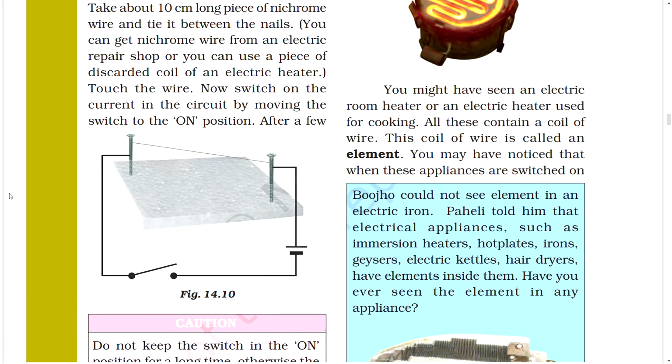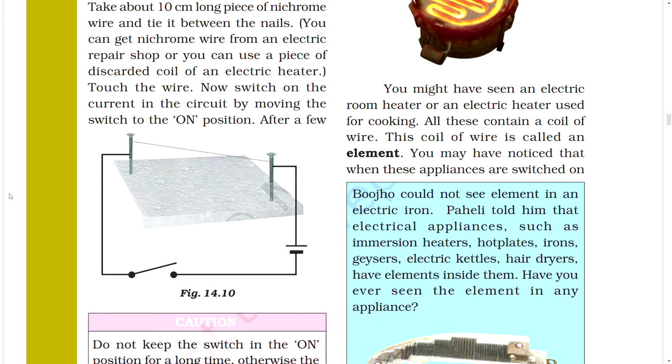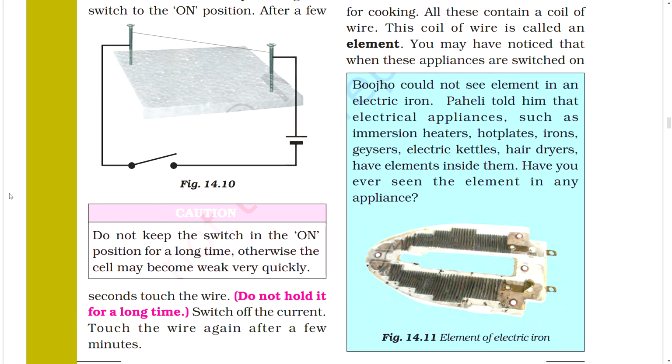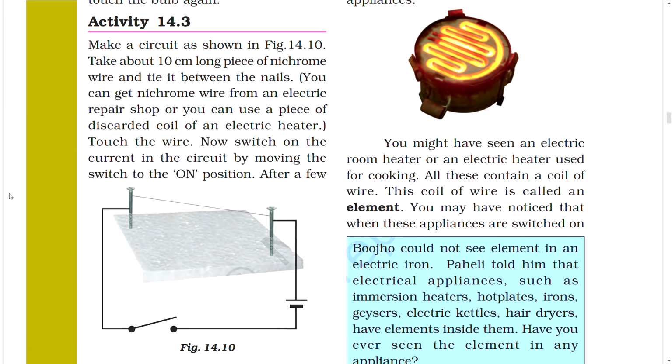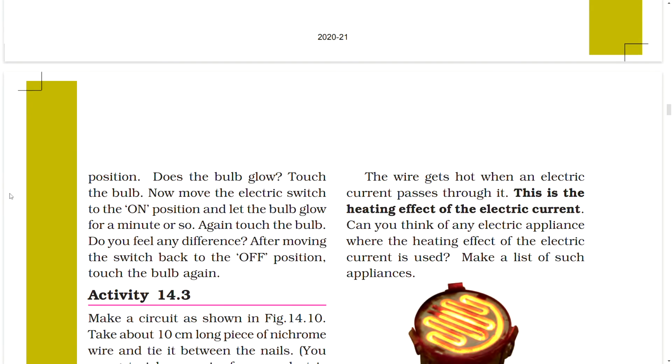After a few seconds, touch the wire. Do not hold it for a long time. Caution: do not keep the switch in the on position for a long time. Otherwise the cell may become weak very quickly. Switch off the current. Touch the wire again after a few minutes. The wire gets hot when an electric current passes through it. This is the heating effect of the electric current.